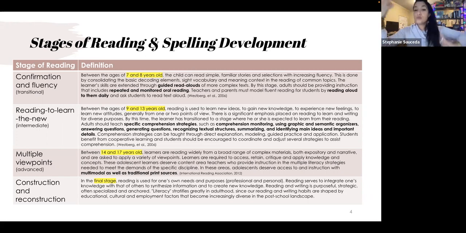So as you go through your competencies, I want you to do comprehension monitoring. You can use graphics and semantic organizers if you need to, and I think you should. It's important. Let me show you. That's why I want to show you my notes.